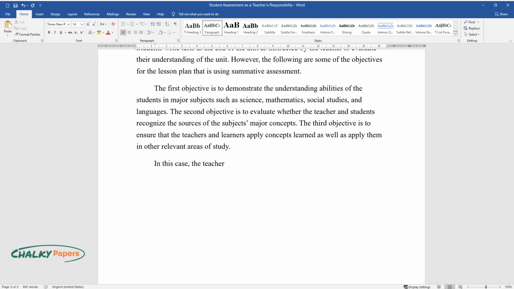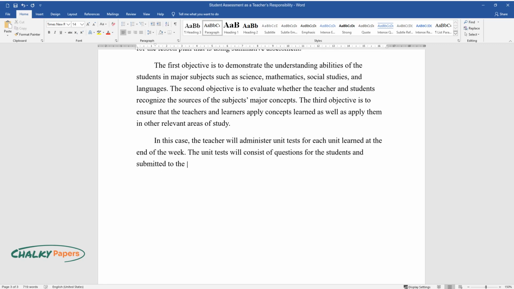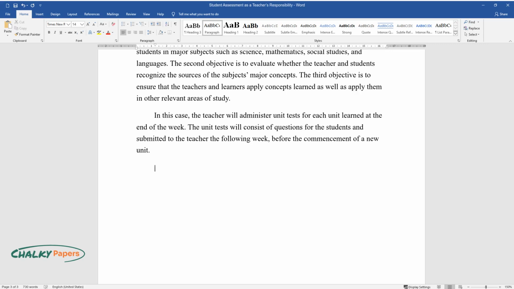In this case, the teacher will administer unit tests for each unit learned at the end of the week. The unit tests will consist of questions for the students and be submitted to the teacher the following week, before the commencement of a new unit.